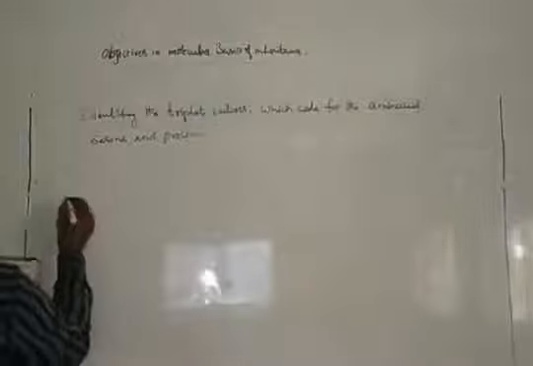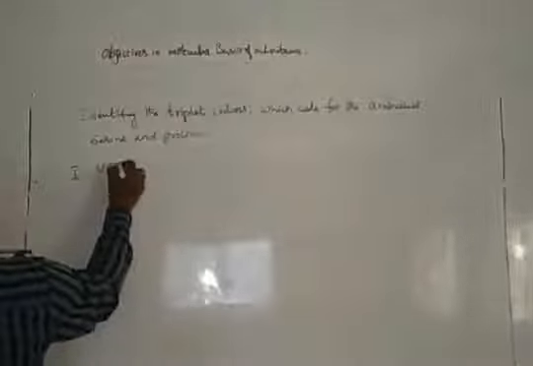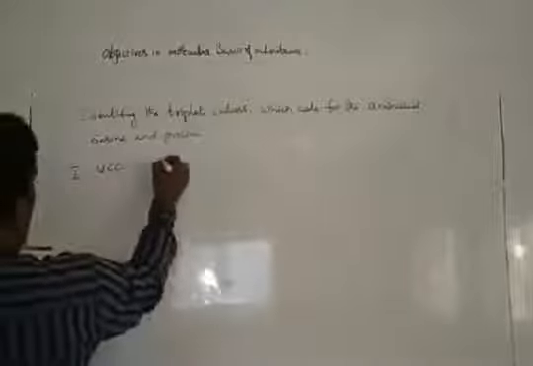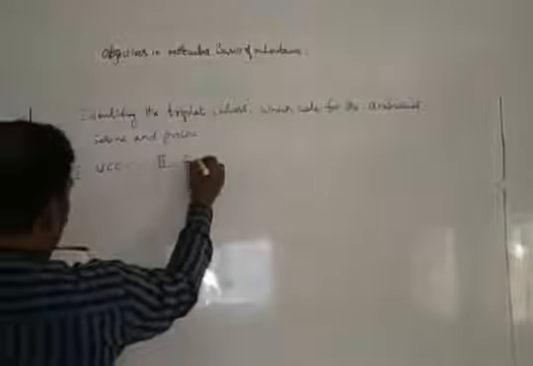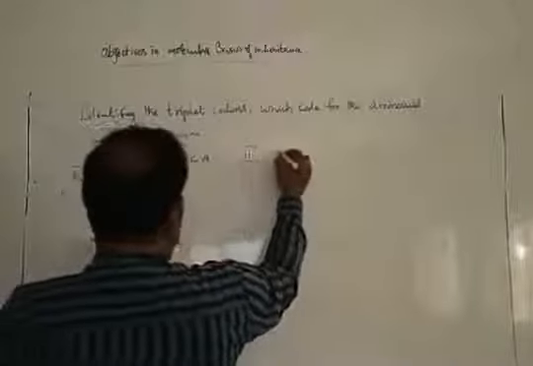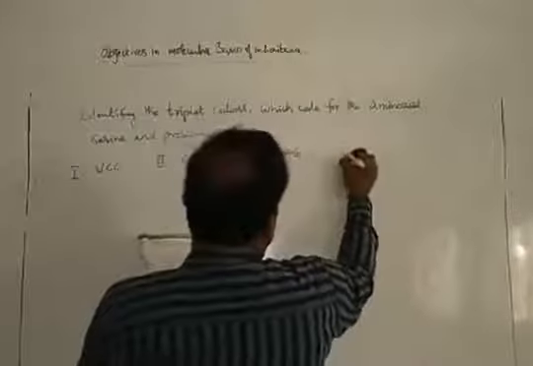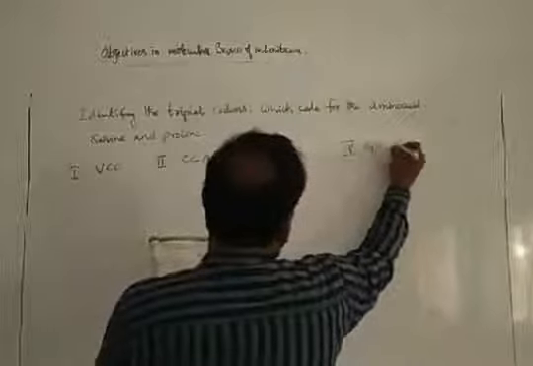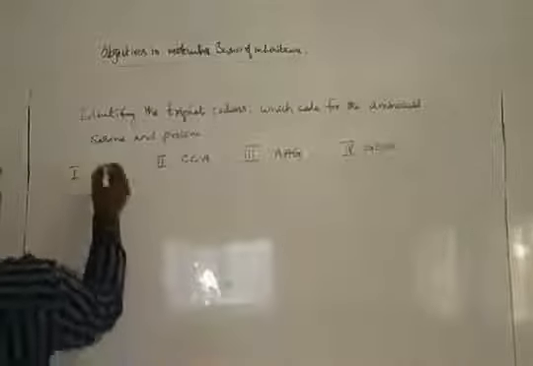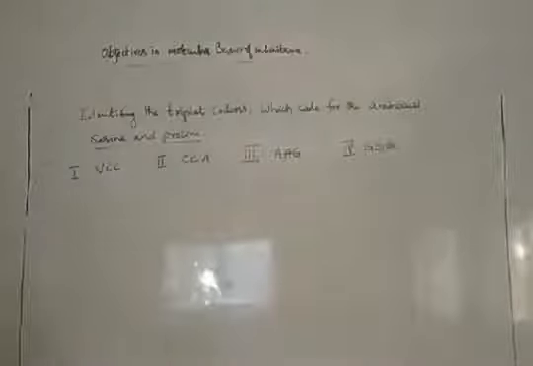So the options are like this. First option, UCC. Second option, CCA. Third codon, AAG. Fourth codon, GGG. Here they asked serine and proline. So what are the codons that can code serine and proline?